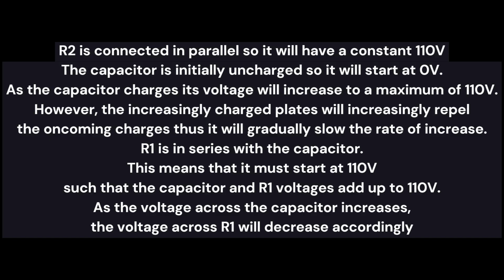R1 is in series with the capacitor. This means that it must start at 110 V such that the capacitor and R1 voltages add up to 110 volts. As the voltage across the capacitor increases, the voltage across R1 will decrease accordingly.